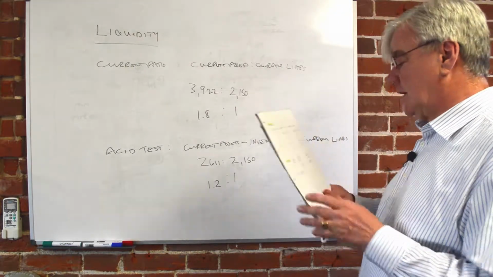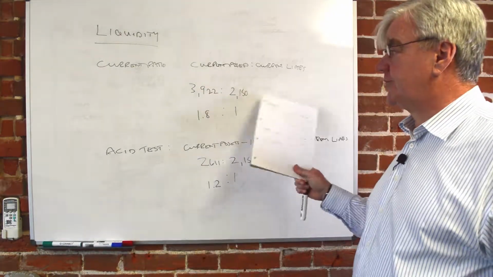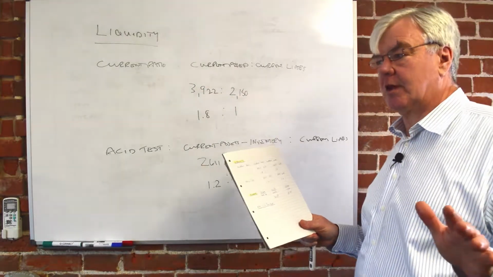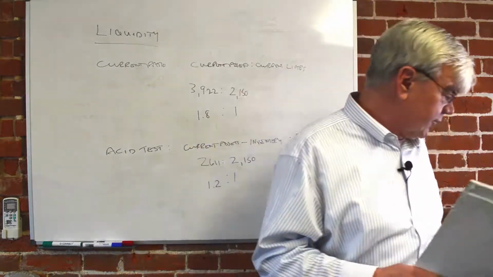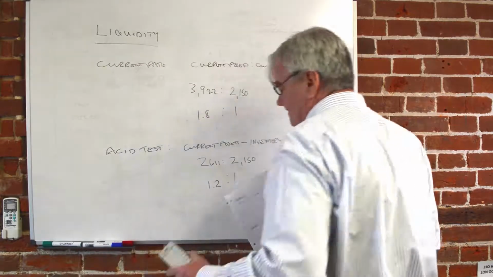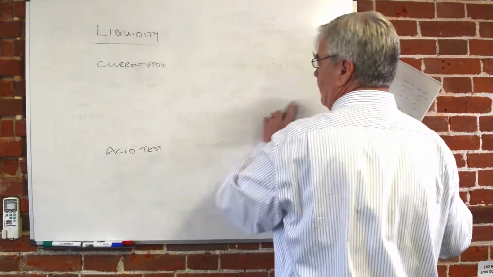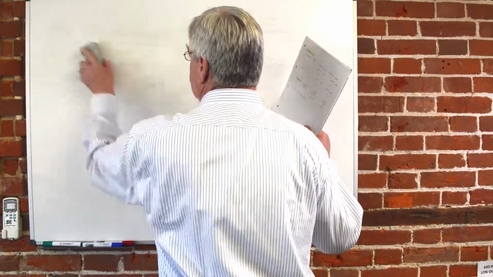Has it changed dramatically? If you do the comparative figures, you get very similar results. So the liquidity hasn't changed within the company. This is good. It might also indicate that they're managing working capital efficiently. So be it. Those are the two ratios.